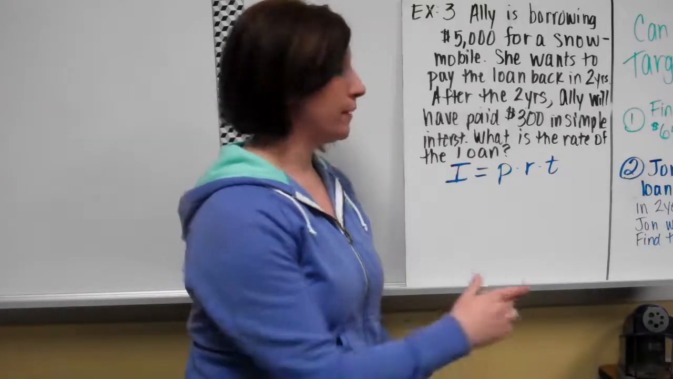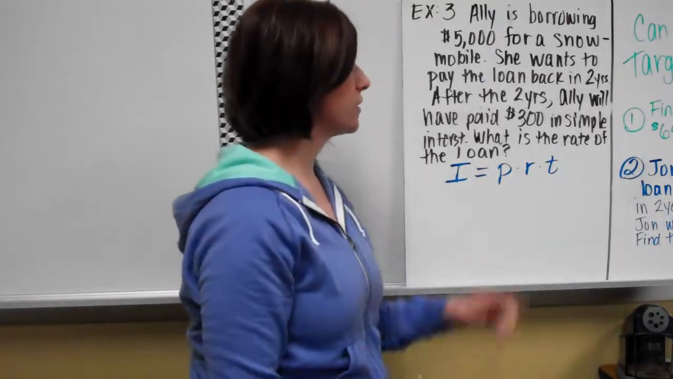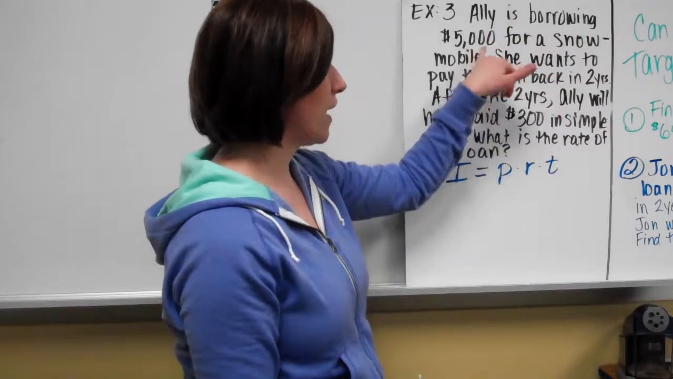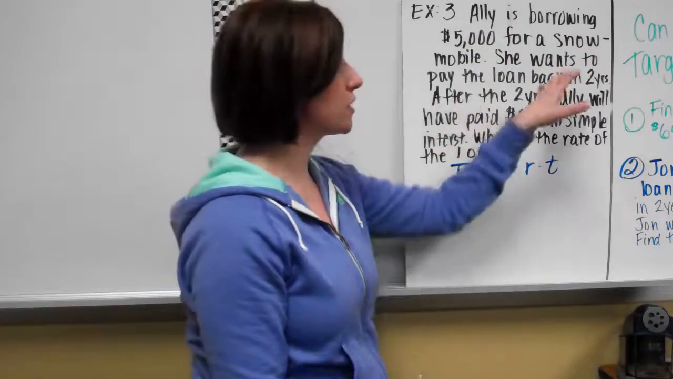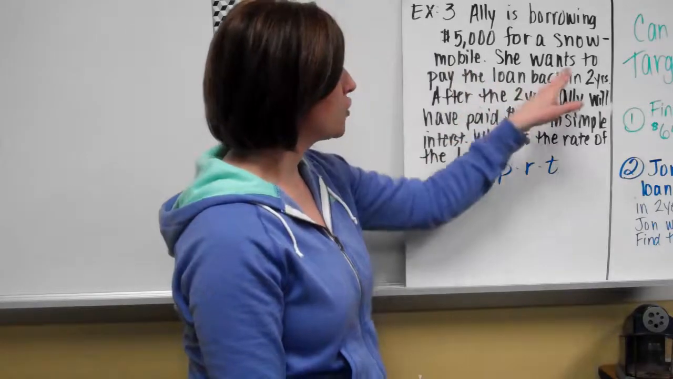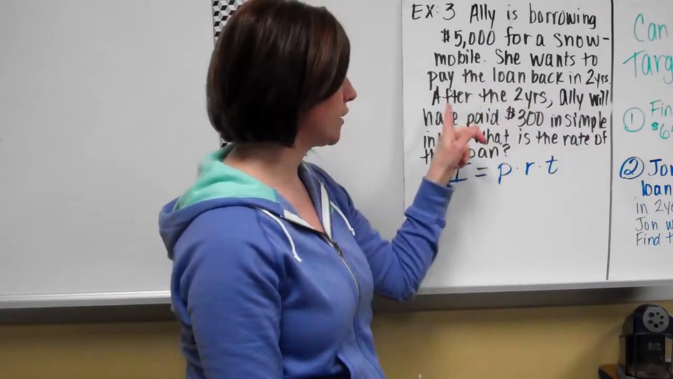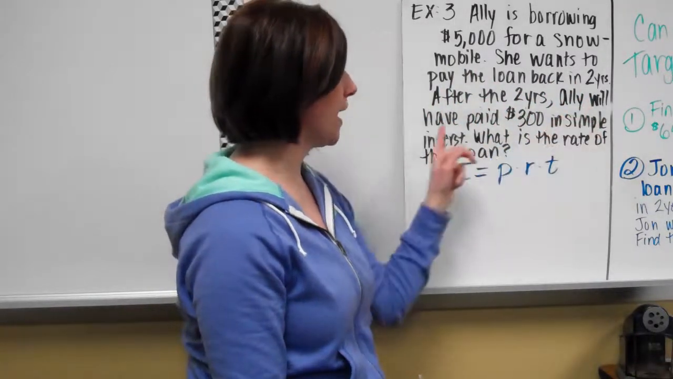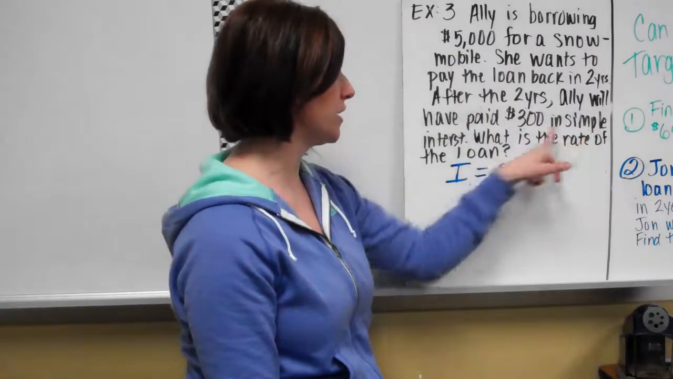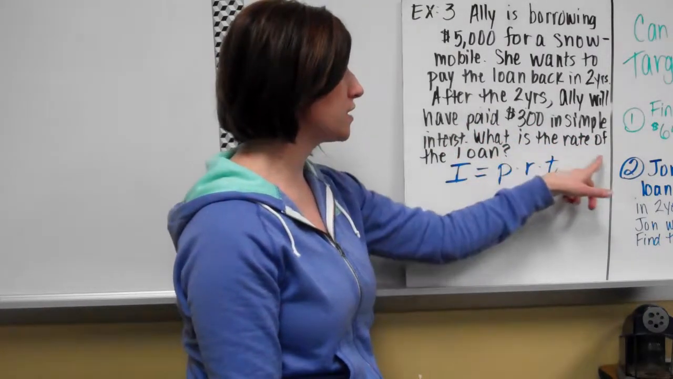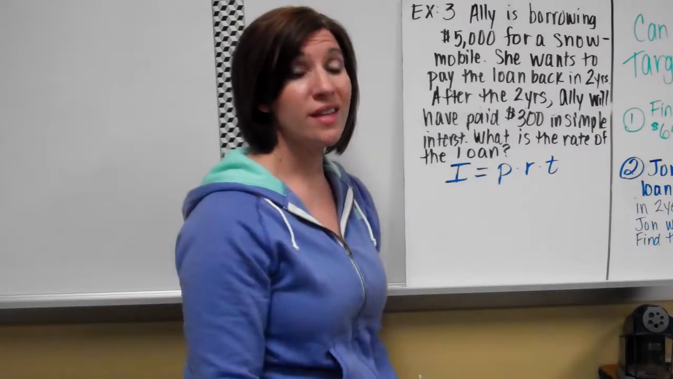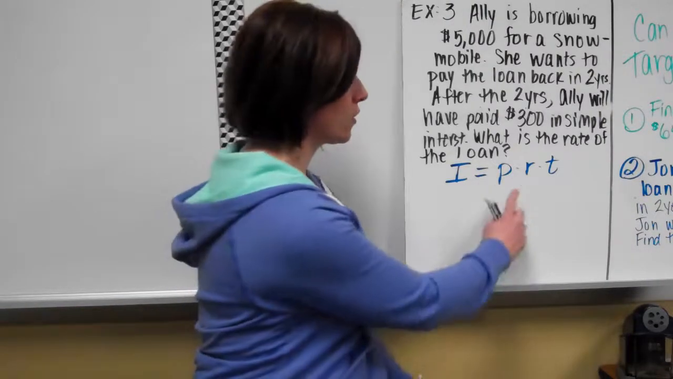Okay, we're going to use the same equation to calculate interest. So Allie is borrowing $5,000. Okay, so we have our principal for a snowmobile. She wants to pay the loan back in 2 years. However, after the 2 years, Allie will have paid $300 in simple interest. What is the rate of the loan? This time, we're looking for the rate.